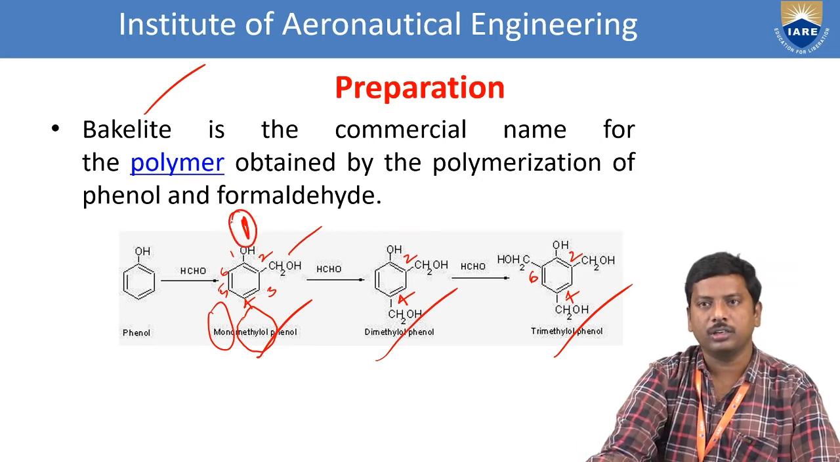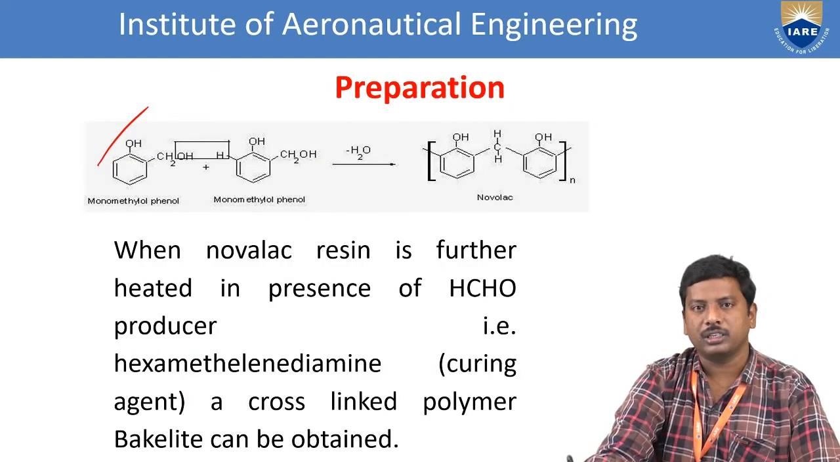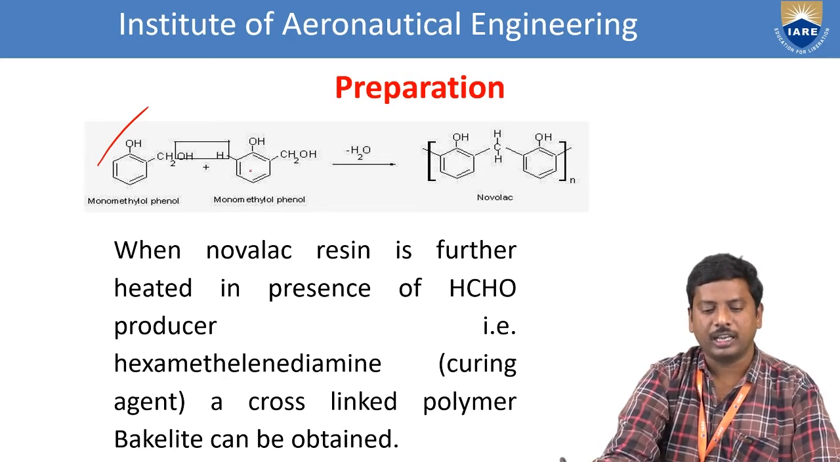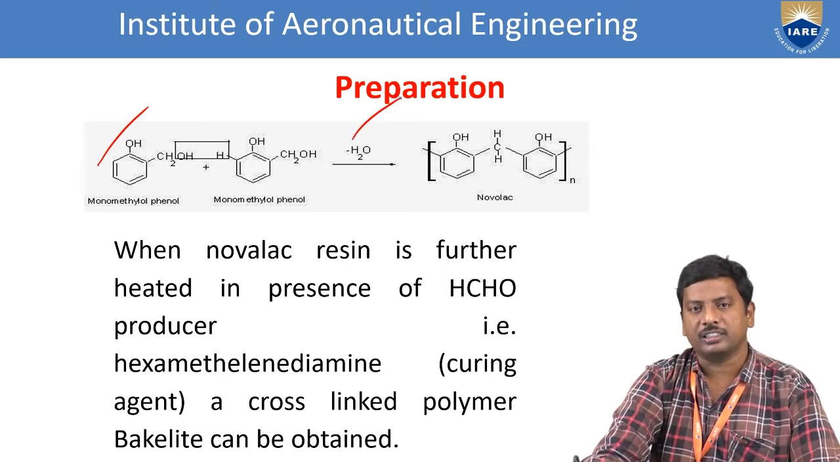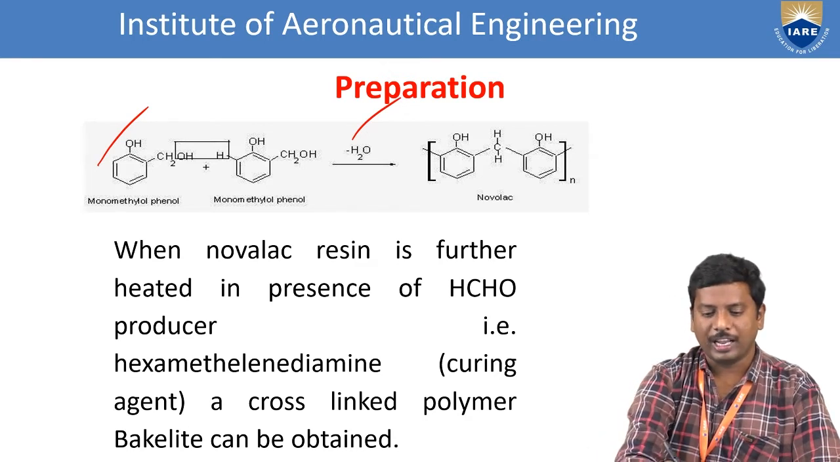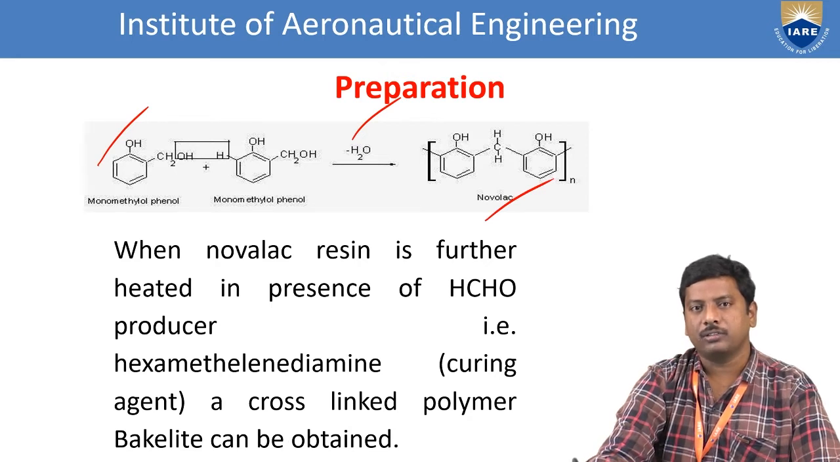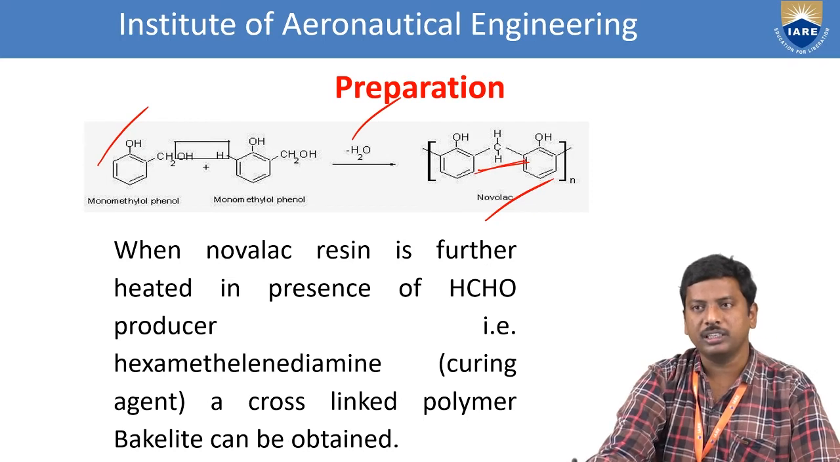The first possible compound reacts with another monomethylol phenol. What happens? The hydrolysis takes place. That means the OH group present in the methylol and the hydrogen on the benzene ring react with each other to give a dehydration. Dehydration is nothing but loss of a water molecule, and it gives a novolac resin. In the novolac resin, we observe the horizontal link between the two benzene rings.